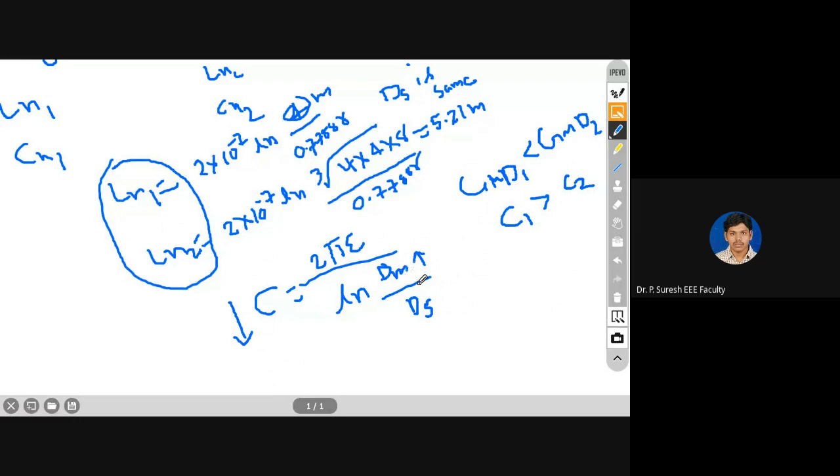What is the combination here? C1 is greater than C2, L1 is less than L2. So which is the answer now here? The answer is B.